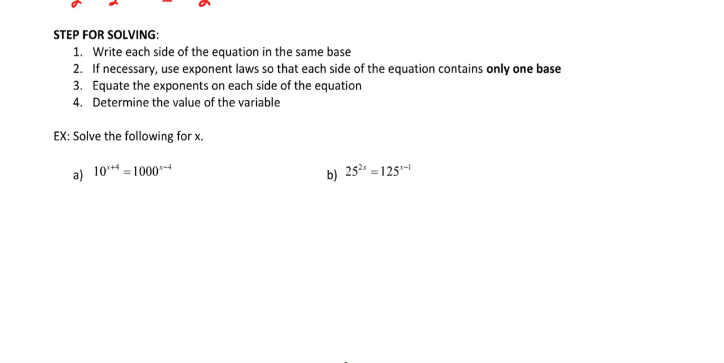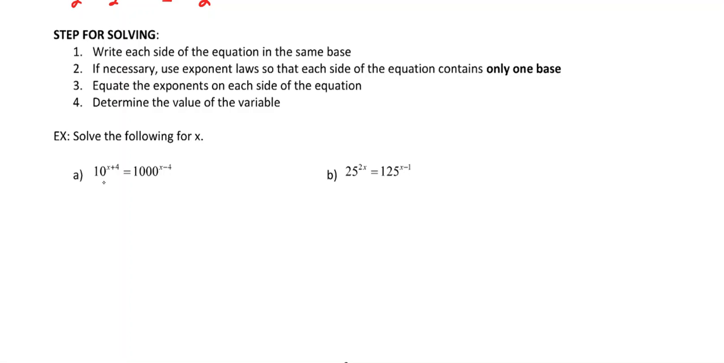So the steps for this is we're going to write each side of the equation as the same base, right? So we want it to be exactly the same base on either side. If necessary, use exponent laws so that each side of the equation contains only one base, and then equate the exponents, and then determine the value. So I'll show you what I mean there.